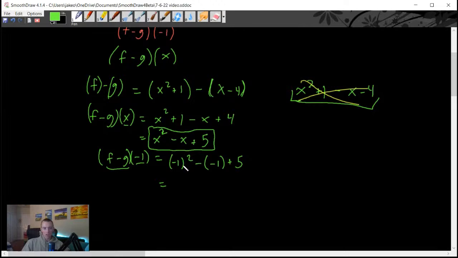So now -1 squared is the same as -1 times -1, which is +1, minus -1. The negatives are going to cancel and turn into a positive, so we get +1, and then plus 5. 1 plus 1 is 2, plus 5 is 7. So f minus g of -1 is going to be 7.